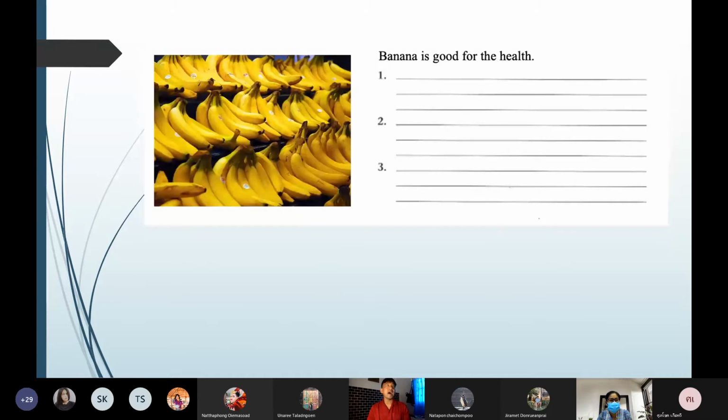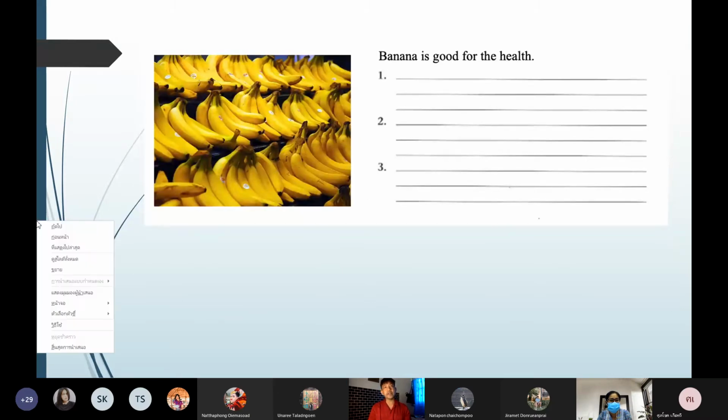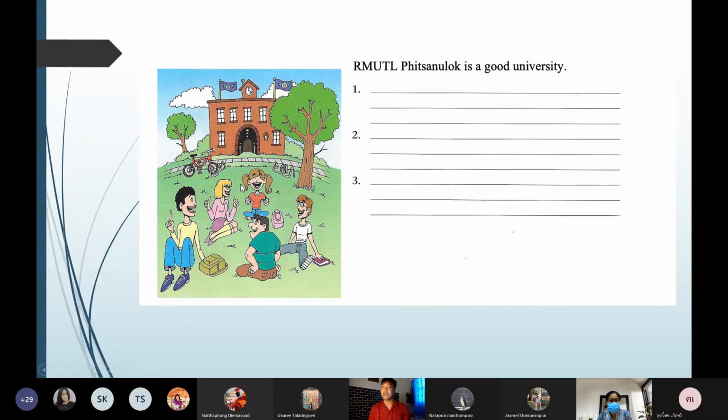Number two, or secondly, RMUTL is a good university because it has clean environment. For example, the air that we breathe in RMUTL Pitsanulok is clean because we are surrounded by a lot of trees. In engineering building, plant science building, animal science building, fishery building, library building, Bala building, we have a lot of trees surrounding RMUTL Pitsanulok. Therefore, the air that we breathe is very clean. Now, let's move on to the third point.